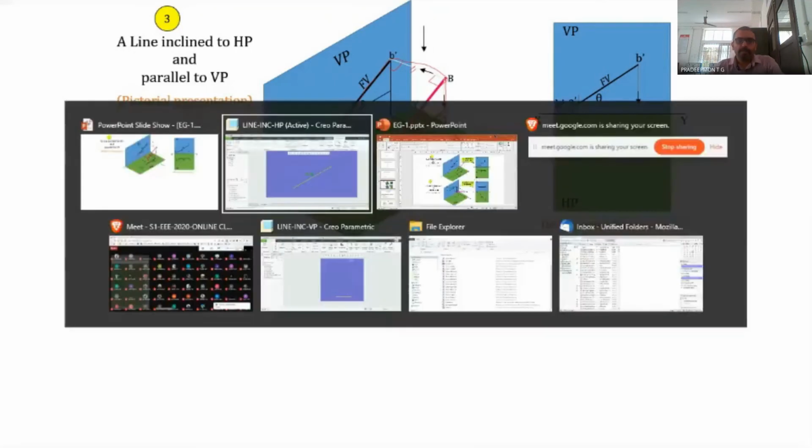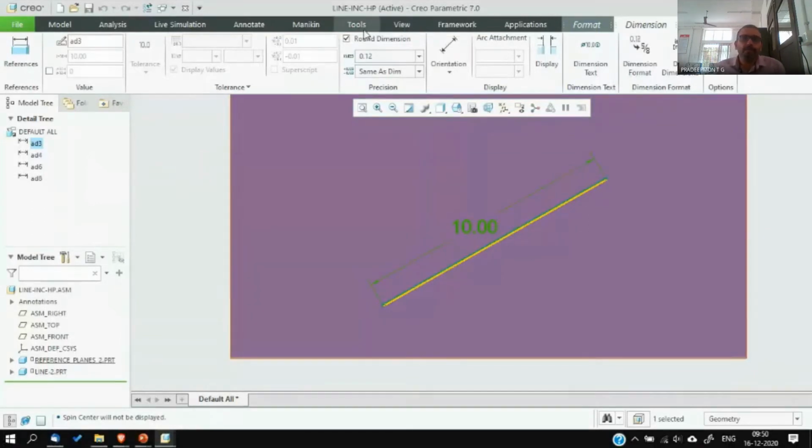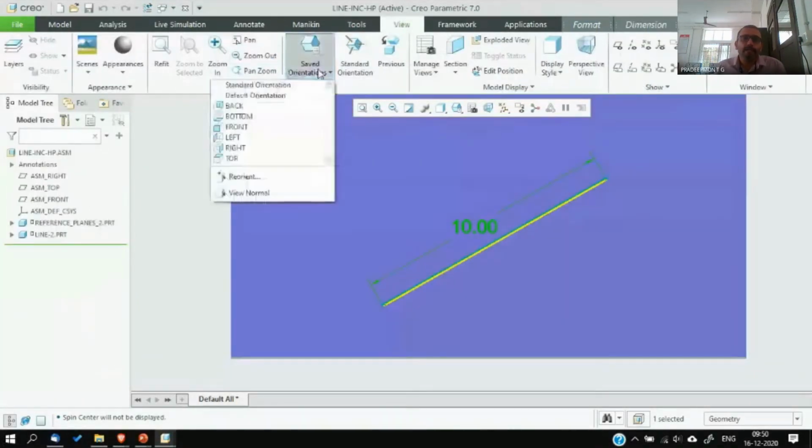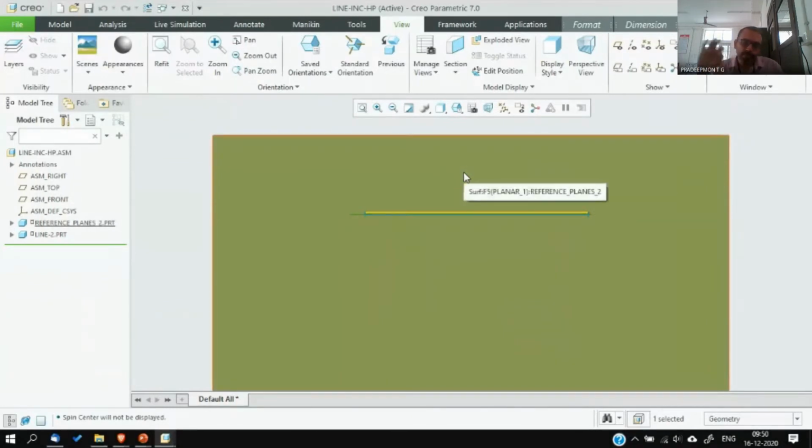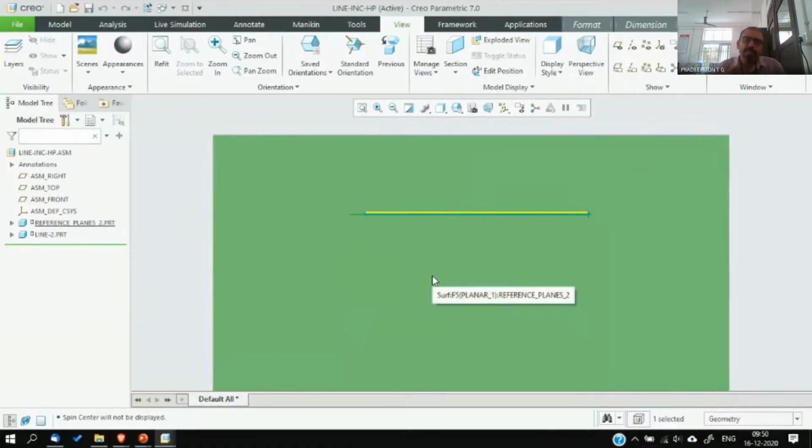So as we said, the length of the top view is a reduced length, and that length can be calculated using the actual length of the line as well as its inclination with the HP. Now the condition is, since the line is parallel to VP, the top view should be parallel to the XY line. So this is the first condition: the line is parallel to VP and inclined at an angle to HP.